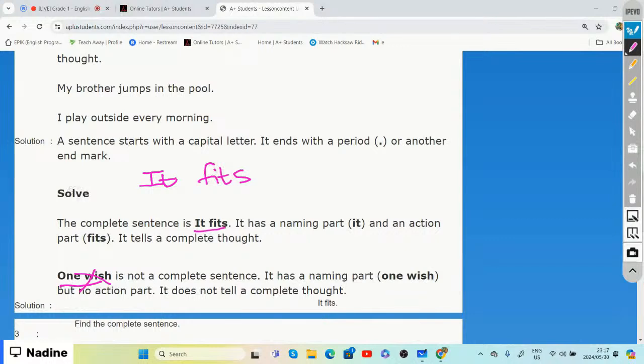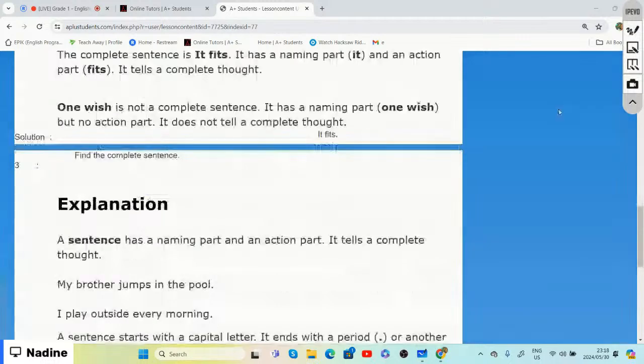So usually an easy sentence would be like "Zach fell." All you do is identify Zach as the naming part, and fell as the action part, which is something that Zach did. And the same with "it fits." "It" is the naming part, "fits" is the action part.